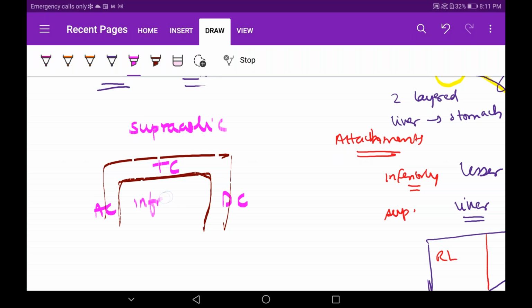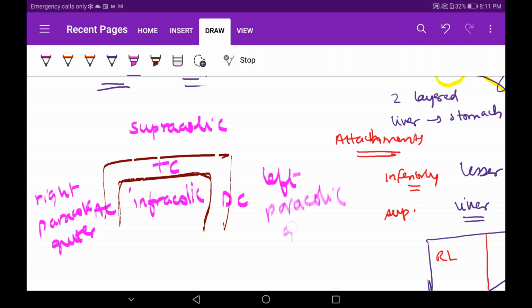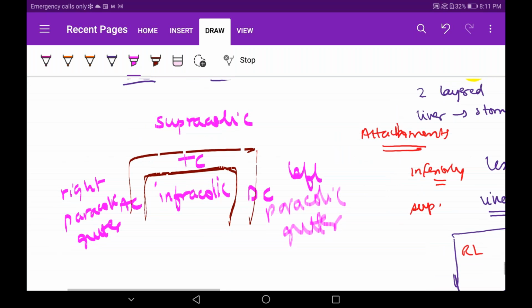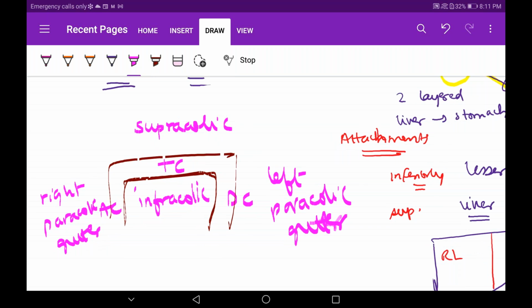Supracolic, infracolic. What do I mean by this? Supracolic, infracolic, right paracolic gutter. Gutter means gutter. Left paracolic gutter. Students who want to know this, you can know this. Otherwise, if you just know what is supracolic and infracolic, that's more than enough. So now in this diagram, with respect to the transverse colon, when you look above it, we are dividing it into the supracolic compartment, and below the transverse colon, the infracolic compartment.